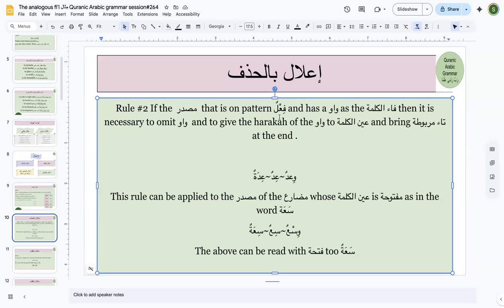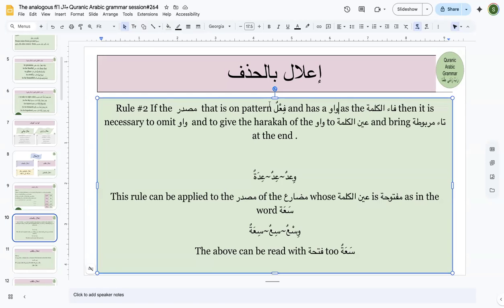Start from the start. This word, idatun, was on the pattern of fi'lun with fa having a kasra, right? Fa was with a kasra. In that case, when misal wawi has a masdar on a pattern fi'lun, the waw has to be omitted. It is necessary to drop the waw and to give the haraka of waw to ainul kalima, which in this case is the ain. So in the word wi'dun, the ain got the haraka of the waw that got dropped, and then at the end, in place of that waw, we are bringing ta marbuta after the dal.